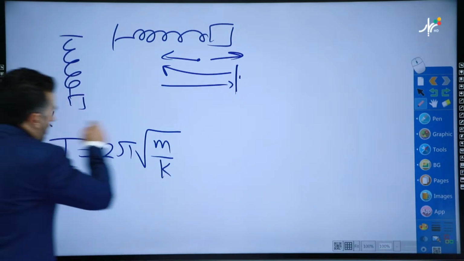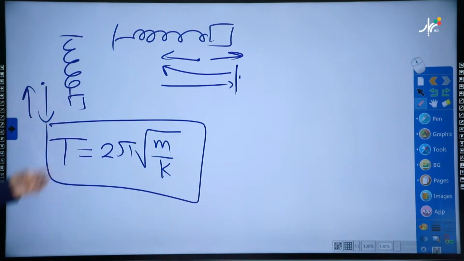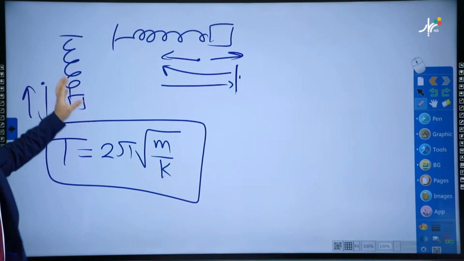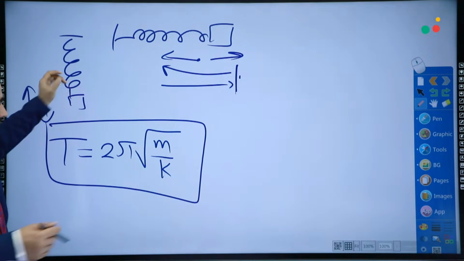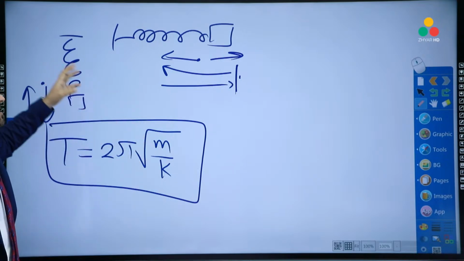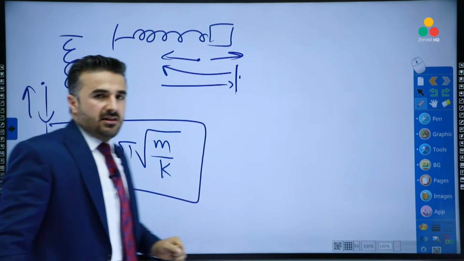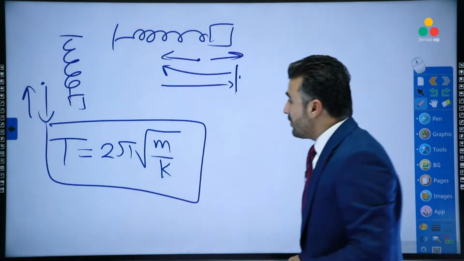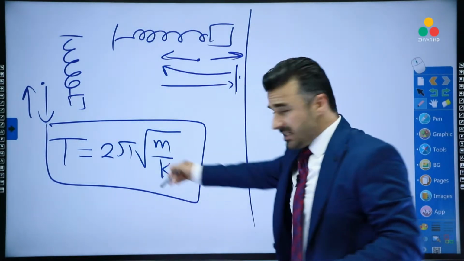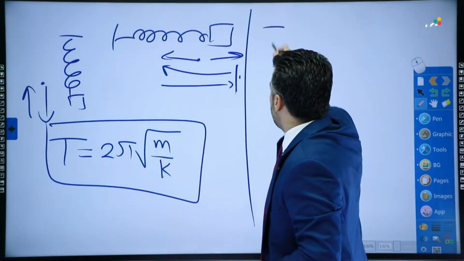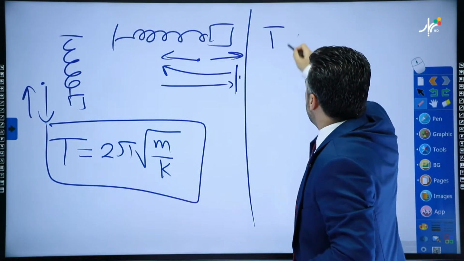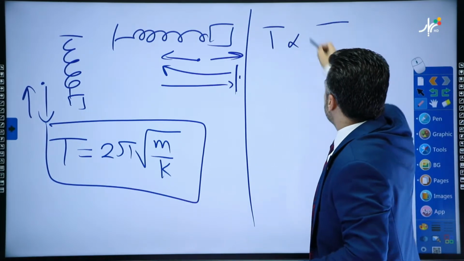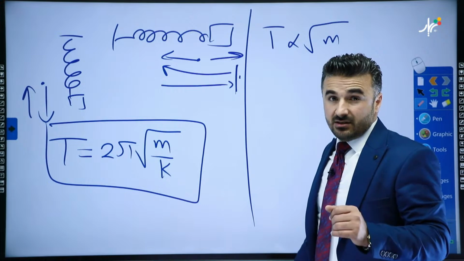Remember this. Now, based on this, we can say the period of a mass spring system depends only on the mass that is attached to the spring, and of course the spring constant, or how stiff the spring is. By the way, remember this. Based on this relationship, we can say the period is directly proportional to the square root of the mass, not just the mass itself, yeah?